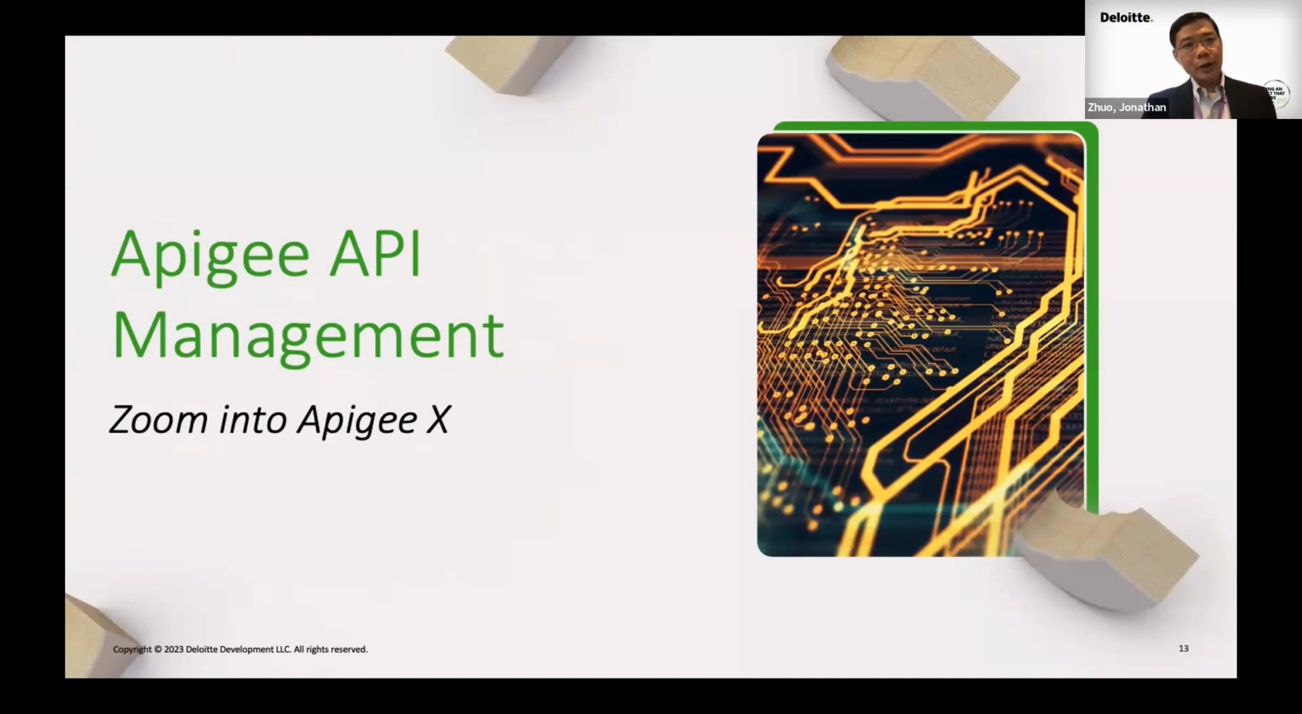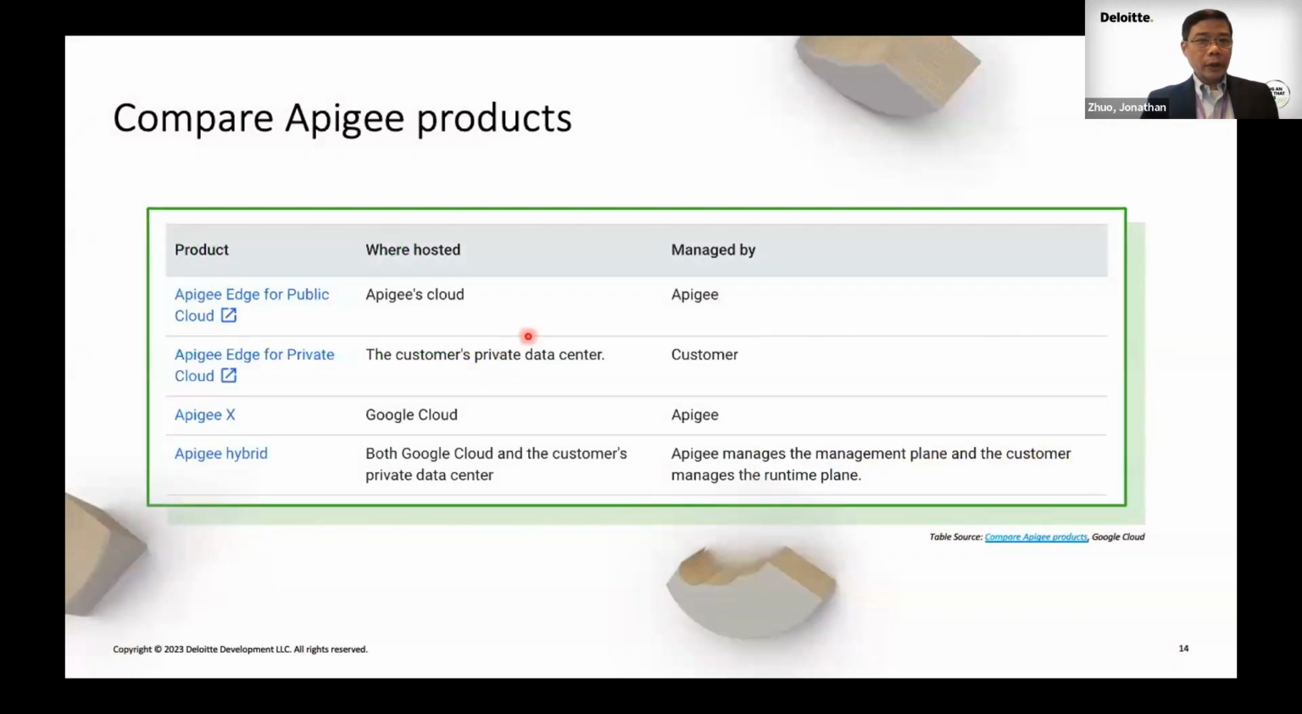In the next section, I want to zoom into the Apigee X from the Apigee API management perspective. In this table, you can see there are several Apigee products. And for today's discussion, I'm going to focus on the legacy Apigee Edge for public cloud, which runs in Apigee Cloud, versus Apigee X, which runs in Google Cloud, a newer version, and both of them are managed by Apigee.